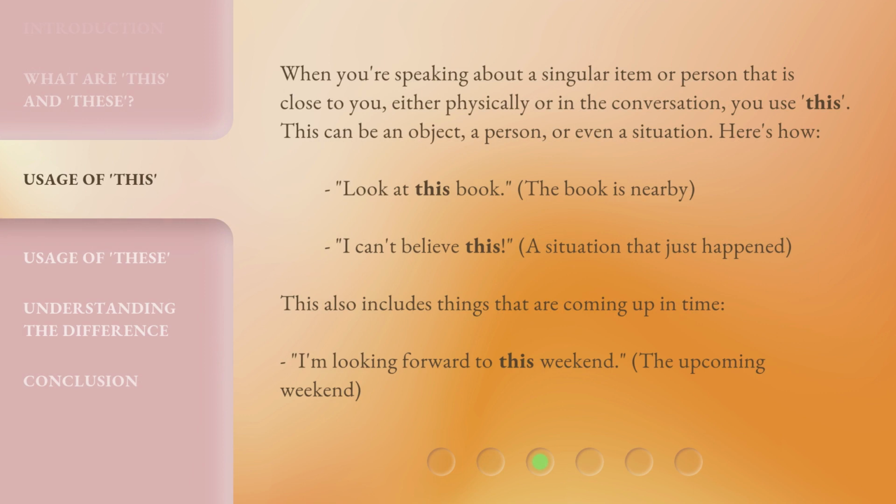When you're speaking about a singular item or person that is close to you, either physically or in the conversation, you use this. This can be an object, a person, or even a situation. Here's how. Look at this book. The book is nearby. I can't believe this. A situation that just happened.